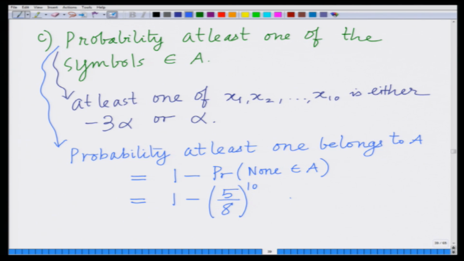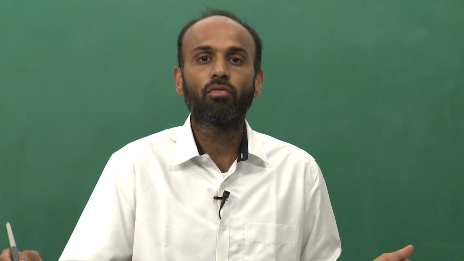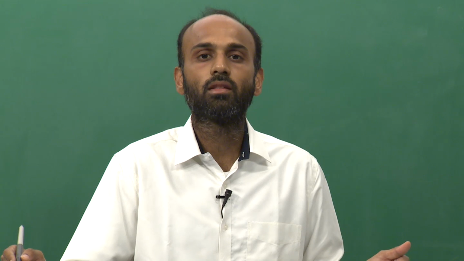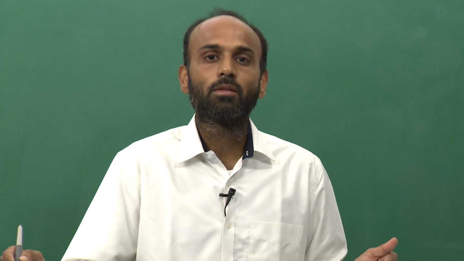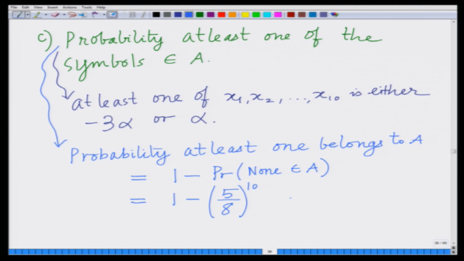So, what we are saying is the probability that at least one of the symbols in this block x1, x2 up to x10 belongs to A is basically 1 minus the probability that none of them belongs to A, and the probability that none of them belongs to A is 5 by 8 raised to the power of 10. Therefore, the probability that at least one of them belongs to A is 1 minus 5 by 8 raised to the power of 10, and that is what we have computed over here.